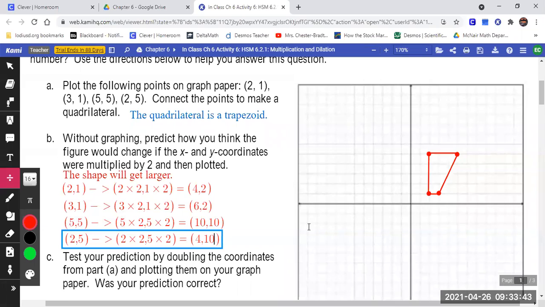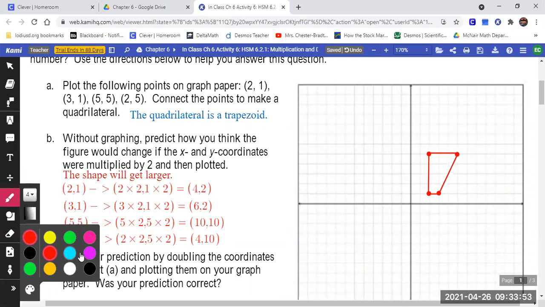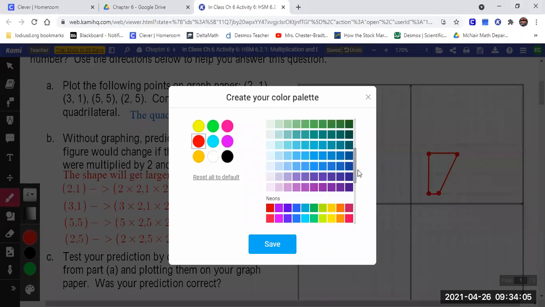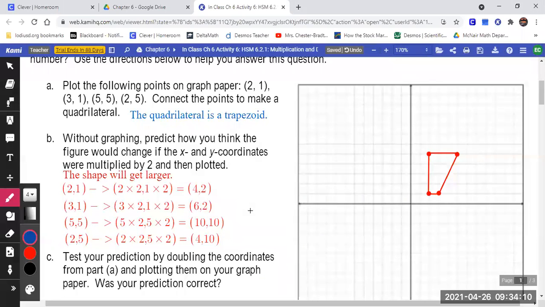So I'm going to use a different color. So if you started with red, then switch to blue. If you started with blue, then switch to red. So we're back to our drawing tool. I want a different shade of blue though. I want a darker shade of blue. Where are my blues? There you are. Okay. So I'm switching over to blue for these, because I want to be able to see the difference.